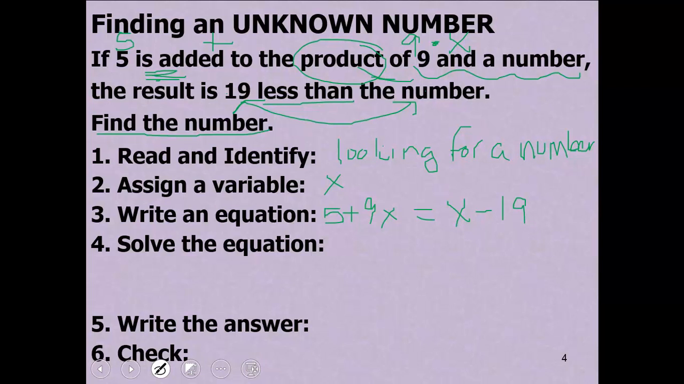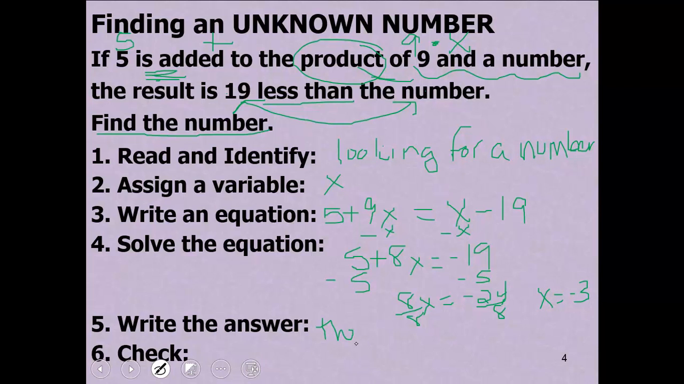Okay? In order to solve, I'm going to subtract x from both sides. And I get 5 plus 8x equals negative 19. And then I'm going to subtract 5 from both sides, and I get 8x is equal to negative 24. And then I divide by 8, and I get x is equal to negative 3. So the number is negative 3.